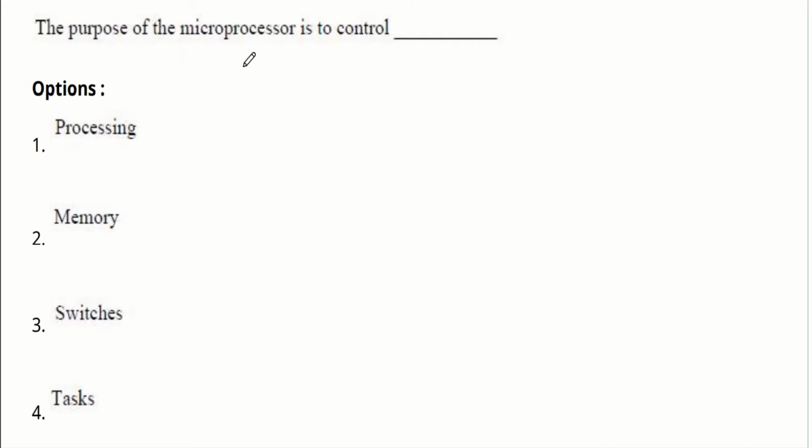The purpose of microprocessor is to control dash. Mostly all go for processing as the answer, but it's not the correct answer. The main purpose of microprocessor is to control memory. Now we will see the functions of a microprocessor.